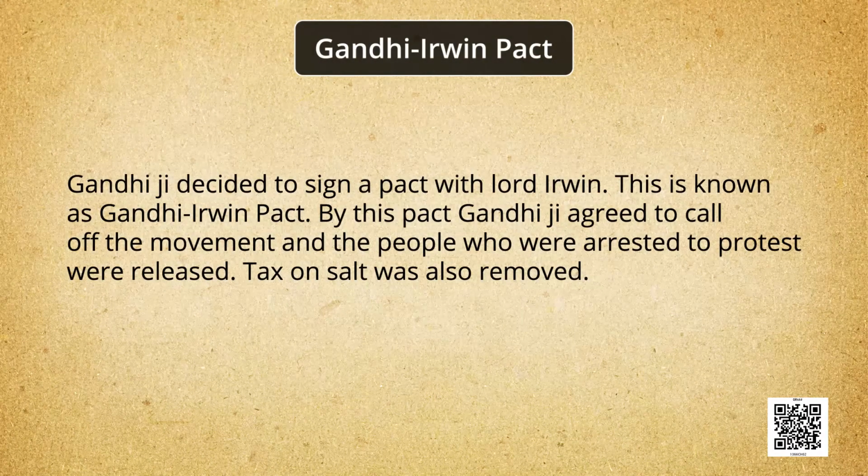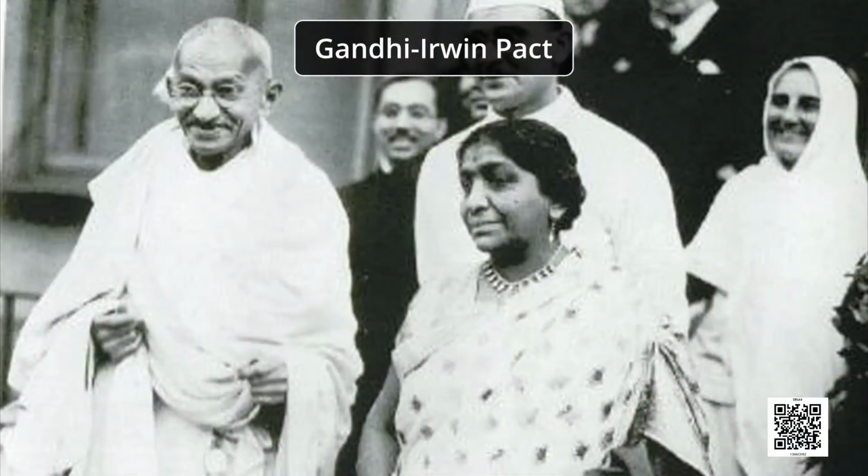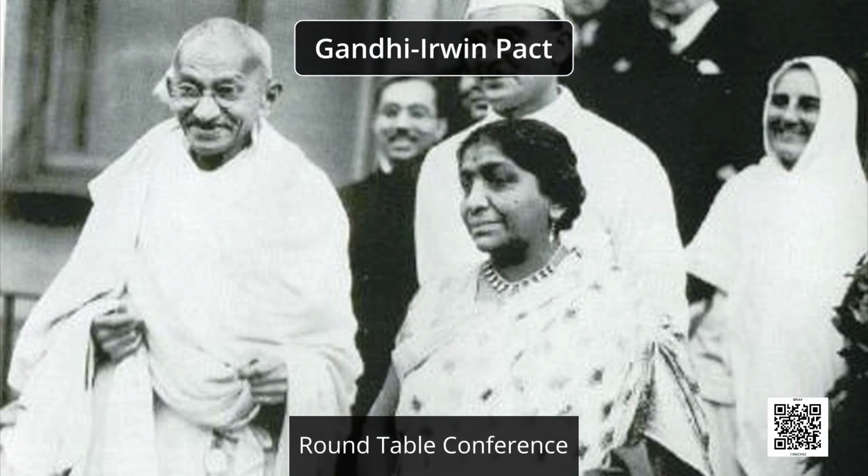In this situation, Gandhiji decided to sign a pact with Lord Irwin. This is known as the Gandhi-Irwin Pact. By this pact, Gandhiji agreed to call off the movement and the people who were arrested for protesting were released. Tax on salt was also removed. Gandhiji agreed to participate in the Round Table Conference, which was to be held in London.